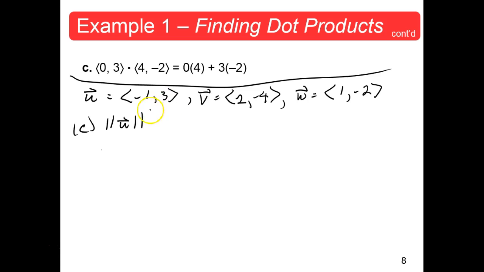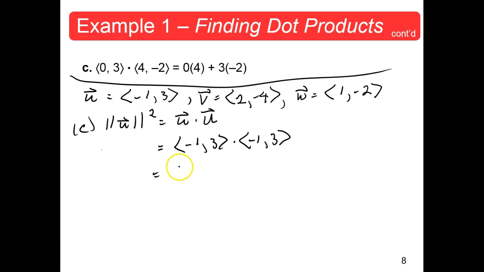Okay, magnitude squared is what? u dot u. You're absolutely right. Okay, so let's do u dot u, and what does that become? u is negative 1, 3, dotted with negative 1, 3, dotted with itself. And what does that give you?